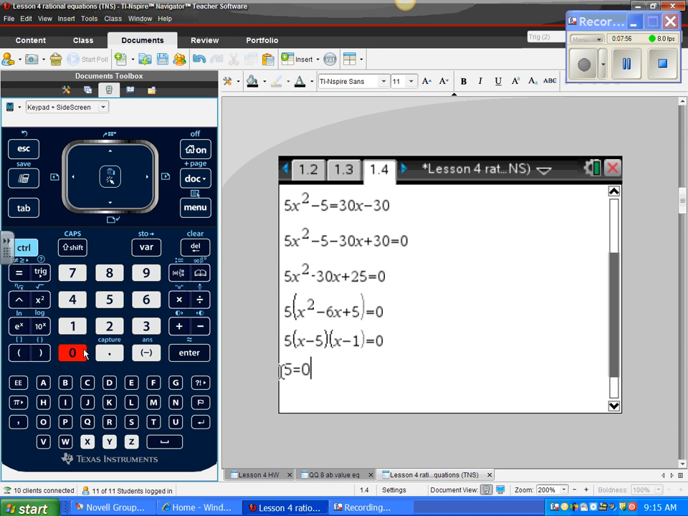Okay, so 5 equals 0. X minus 5 equals 0. X minus 1 equals 0. Okay, does 5 ever equal 0? No. All right, so what do we get for x? Yeah, awesome. 5 and 1. Okay.